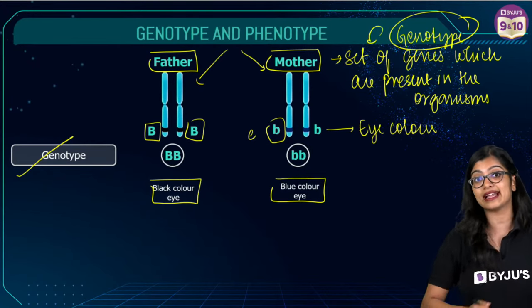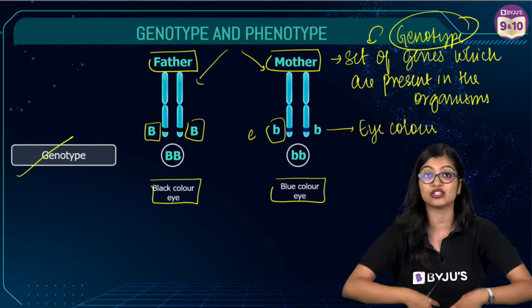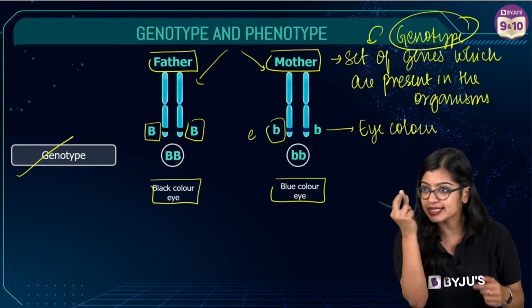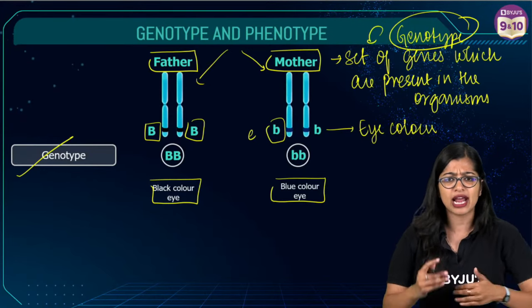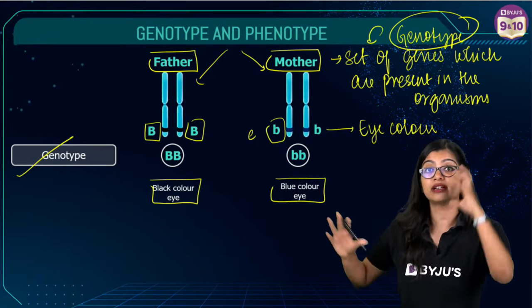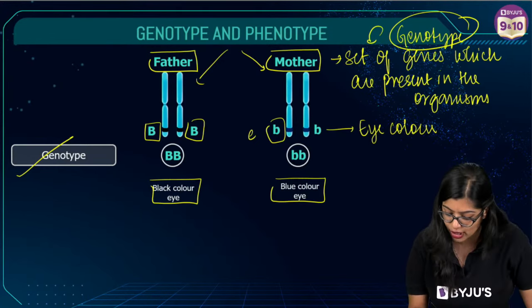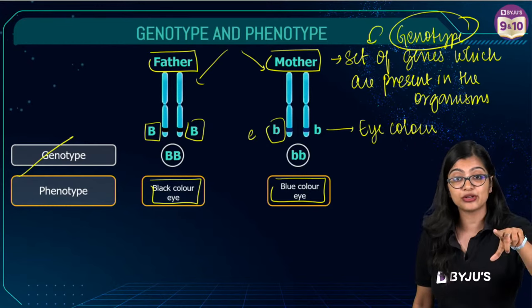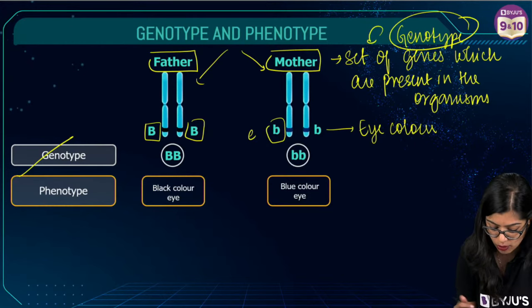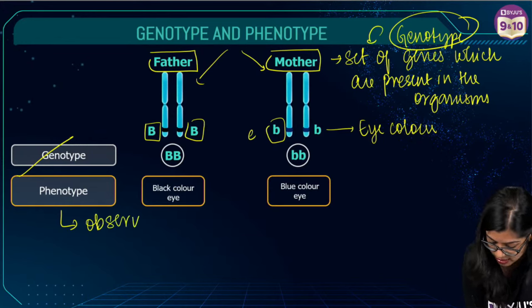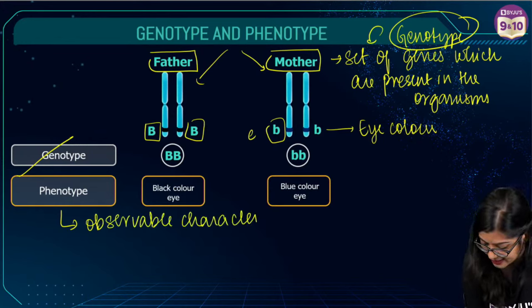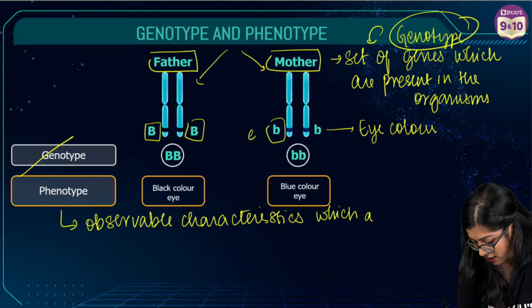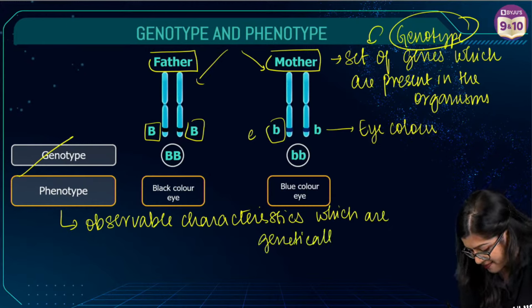While on the other hand, we see that when this gene is getting expressed, when the gene is doing its function, what do you see? Are we seeing the genes physically inside the cells? No, right? But rather, we are able to observe it outside. It's observable, right? The observable characteristics, whether it's tallness, shortness, eye color, hair color, how are we able to do that? That is because of the phenotype, right? So what is phenotype? They are nothing but the observable characteristics which are genetically controlled, okay?